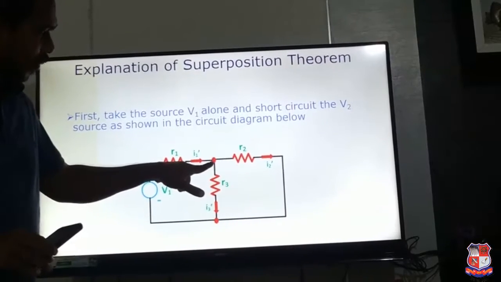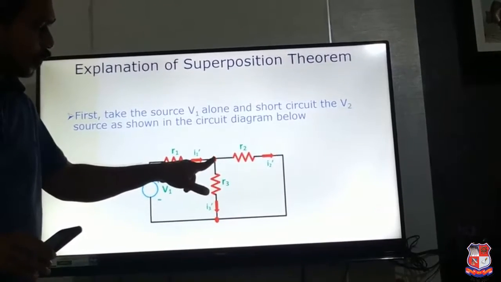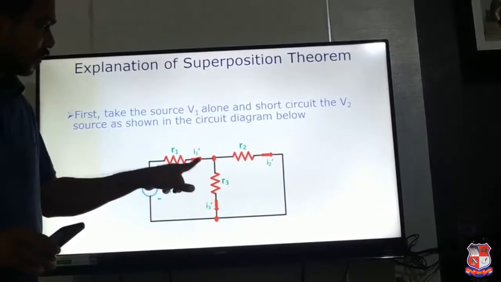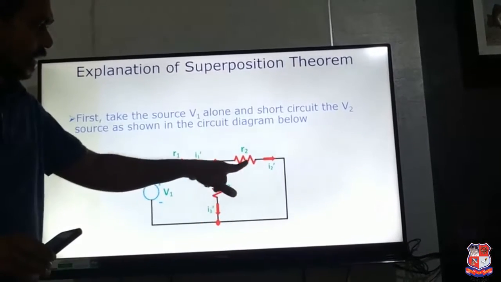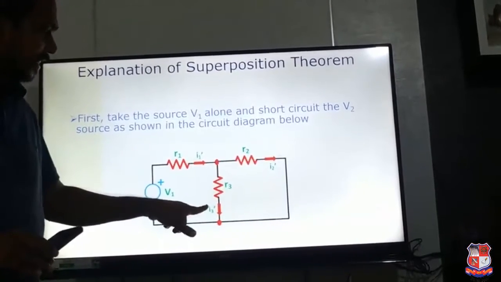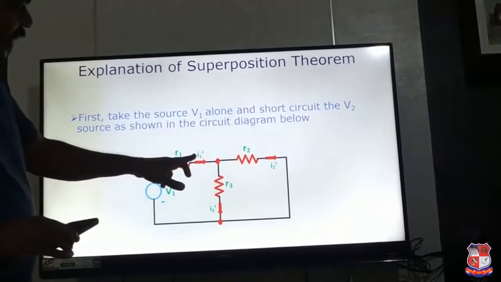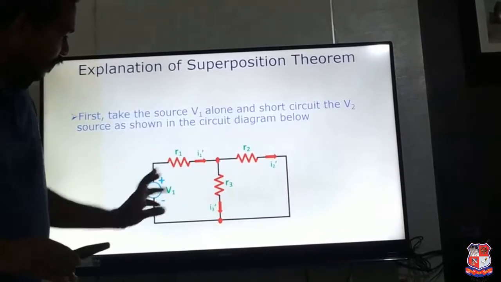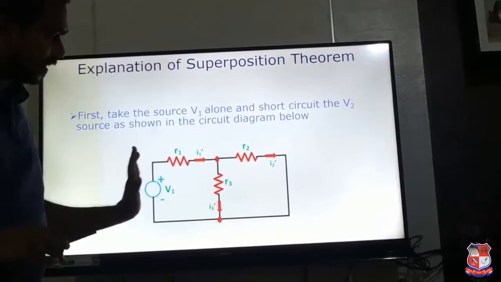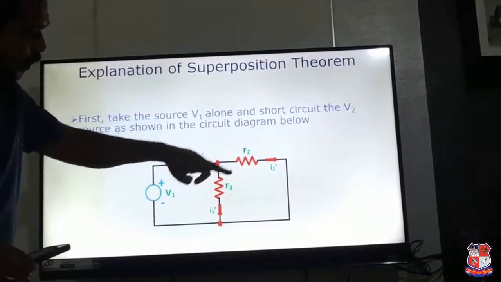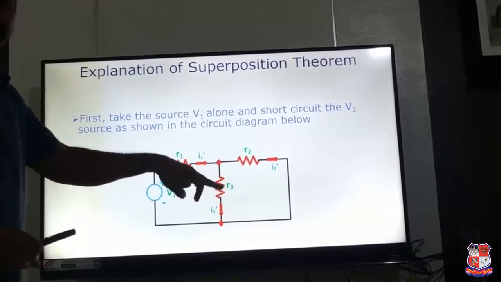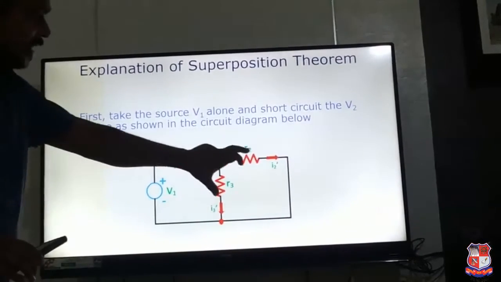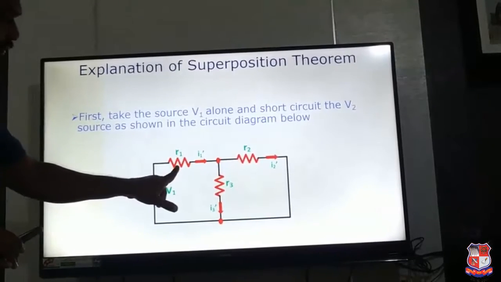Now at this point I1 dash is diverted into two parts. One flows through R2 and another flows through the R3 resistance. So I1 dash is divided into two parts, I2 dash and I3 dash. Now we want to calculate I1 dash, I2 dash and I3 dash. How can we calculate? If we see this circuit from this side, R2 and R3 resistances are connected in parallel.